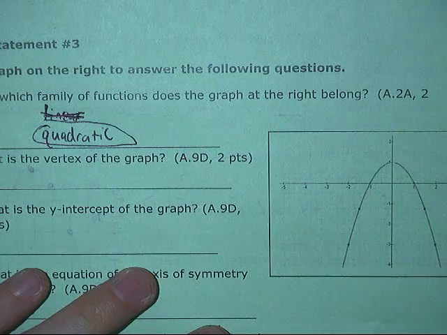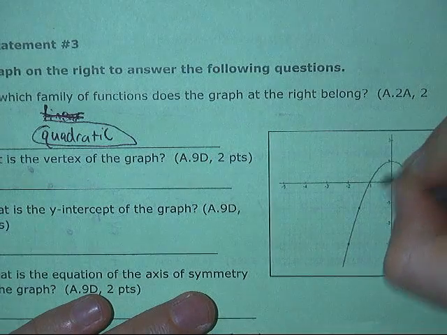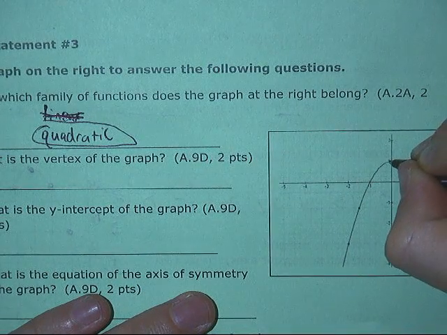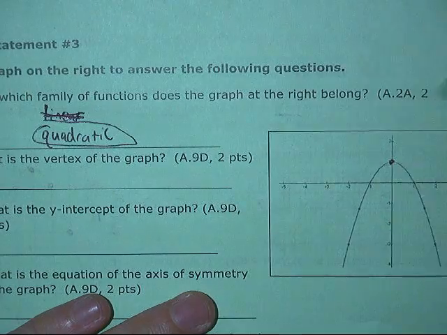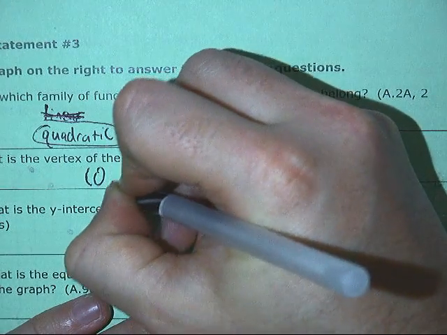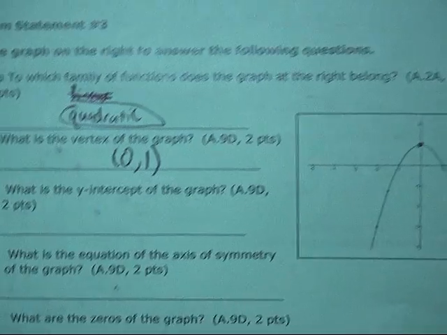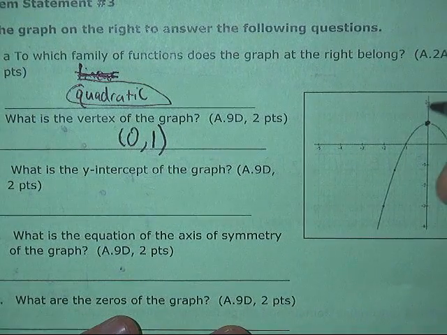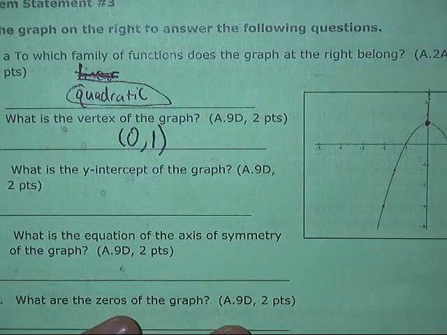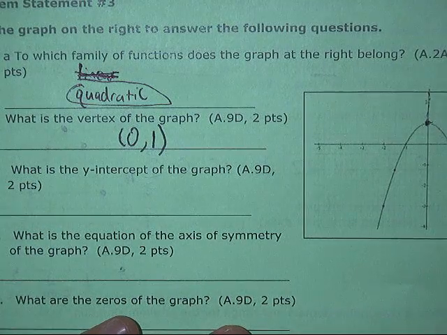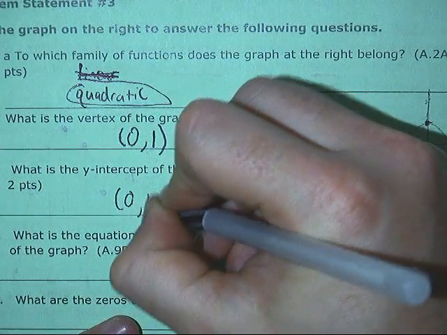Now, what is the vertex of the graph? Well, vertex, again, is going to be that peak or valley, that maximum, which right there looks like happens at 0, 1. Now, what is the y-intercept of the graph? Well, that's the place that it crosses the y-axis, and it looks like the vertex is the y-intercept. So once again, we have 0, 1.